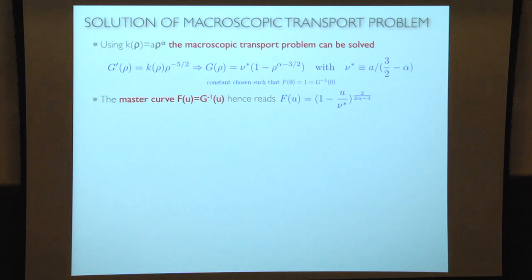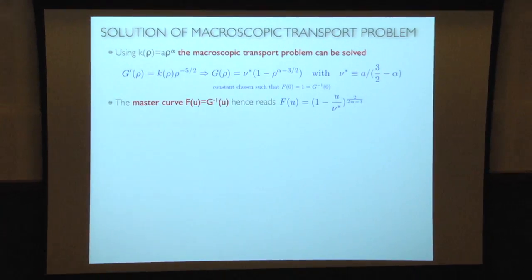The next thing is that now we have an expression for this k of rho, a times rho to the alpha, and this allows us to solve the macroscopic problem. We can solve the whole thing at the macroscopic level. So this is the G prime. So G will be something like this, which is the universal scaling function. It's just 1 minus u over this nu star, to our exponent.